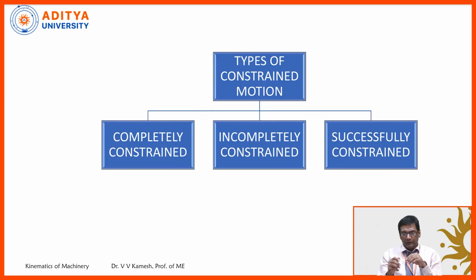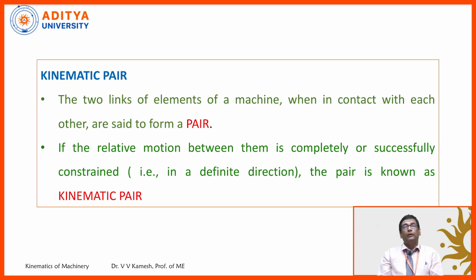Now, in this you have completely constrained, incompletely constrained and successfully constrained. But in the earlier definition, we told very clearly, to be called a kinematic pair, the pair needs to be completely or successfully constrained.